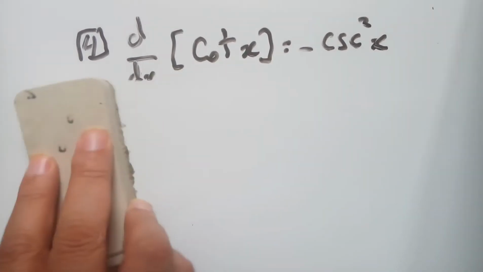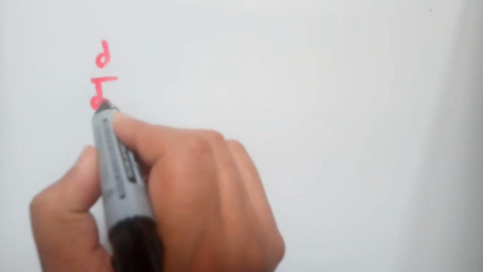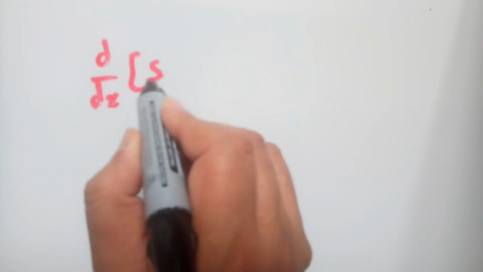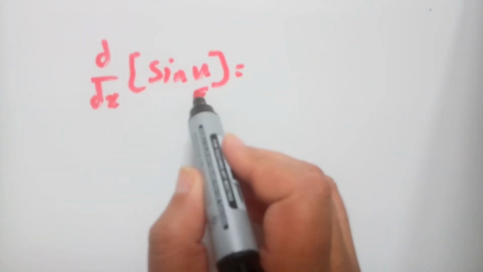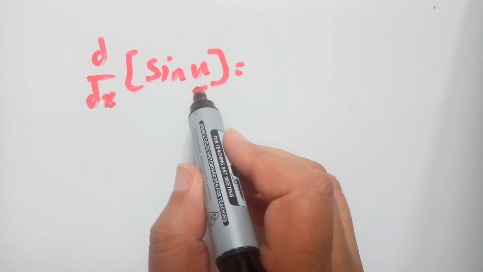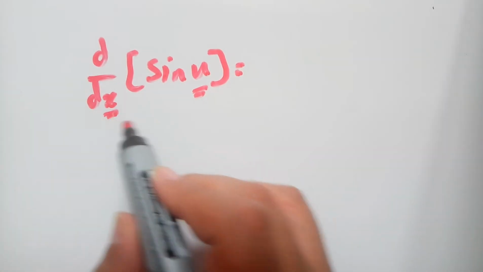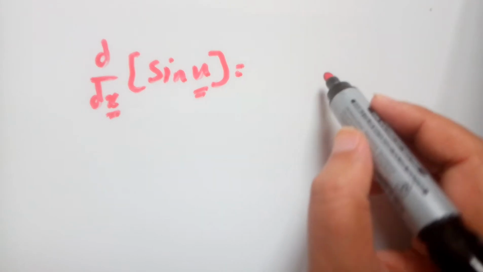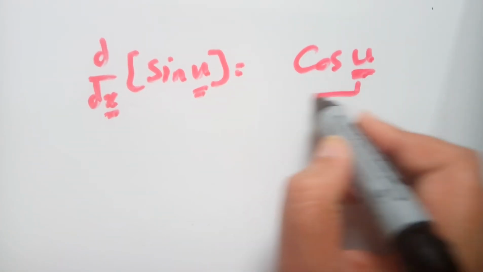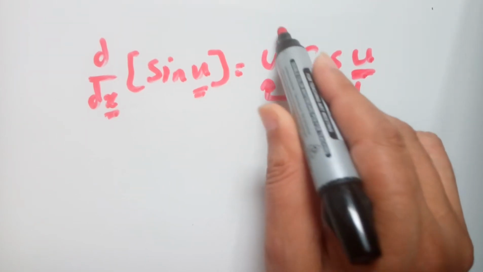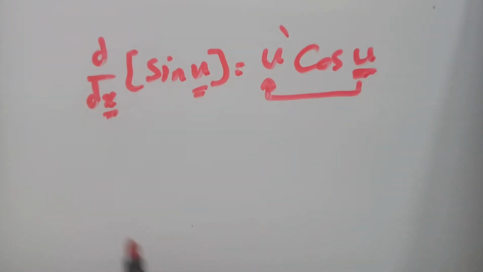But if you would like to use the chain rule in a generalization form for the derivative for sine u, here u is a function of x, then the derivative for sine, it will be cosine, but multiplied by the derivative for u, then it will be u prime cosine u.